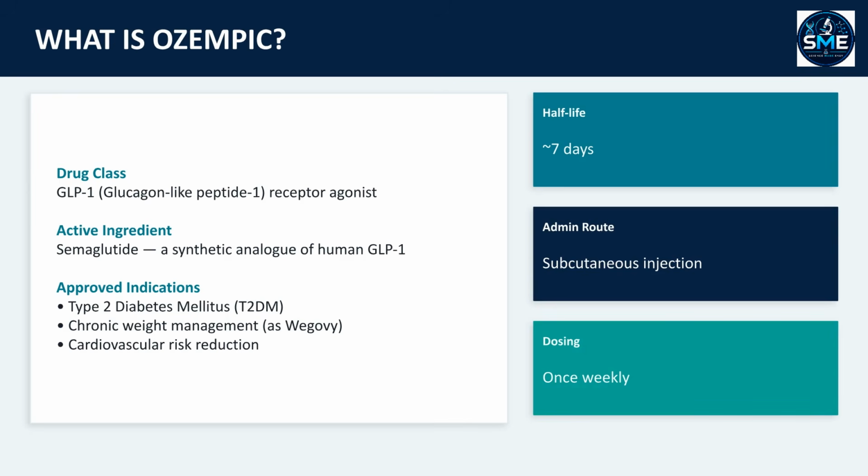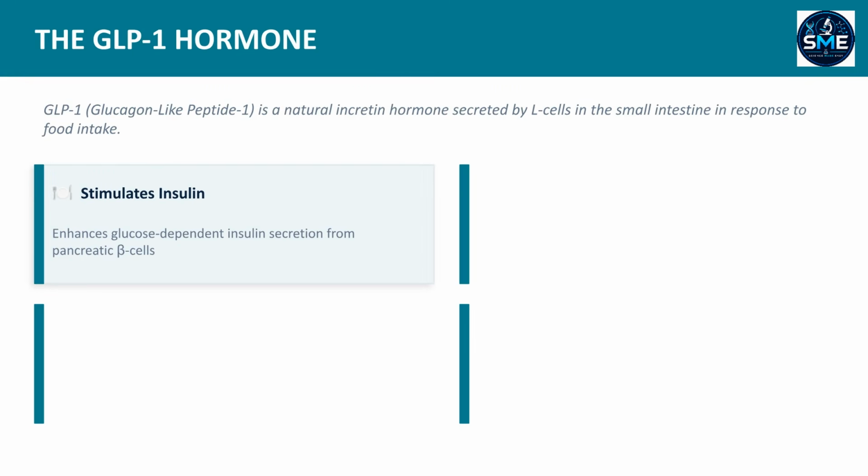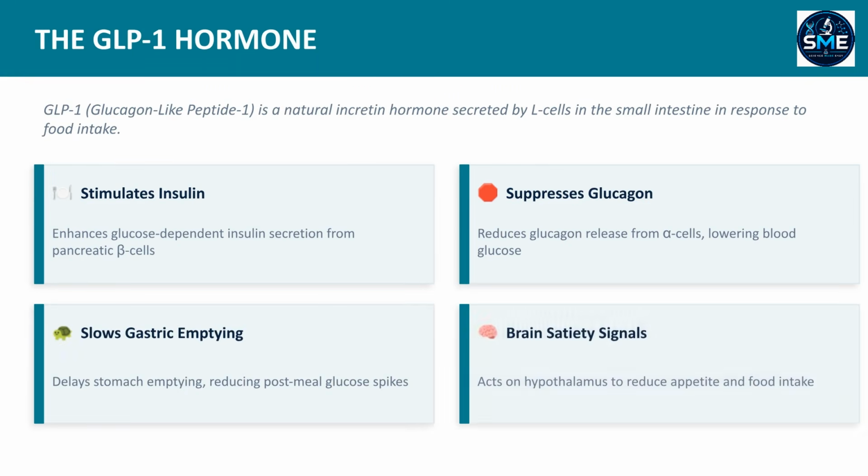The approved indications include type 2 diabetes, chronic weight management, and cardiovascular risk reduction. GLP-1 is a natural incretin hormone. It has 4 key functions. It stimulates insulin secretion, suppresses glucagon release, slows gastric emptying, and activates brain satiety signals to reduce appetite.